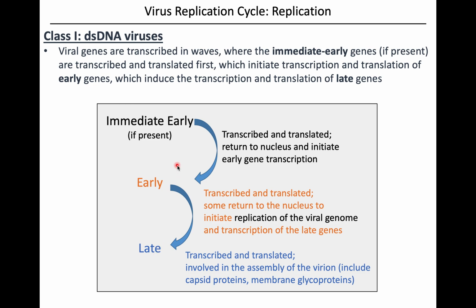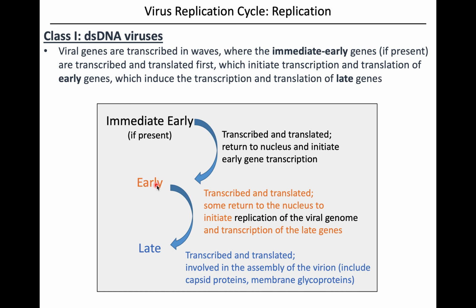And so the way this would work is, you would get the immediate early genes transcribed, right? Those mRNAs leave the nucleus, go get translated at ribosomes in the cytoplasm, and those genes would almost all encode transcription factors. So those transcription factors that are made would then go back into the nucleus, bind to the promoters of a second set of genes, the early genes, and activate their transcription, and so on. So we get these waves.